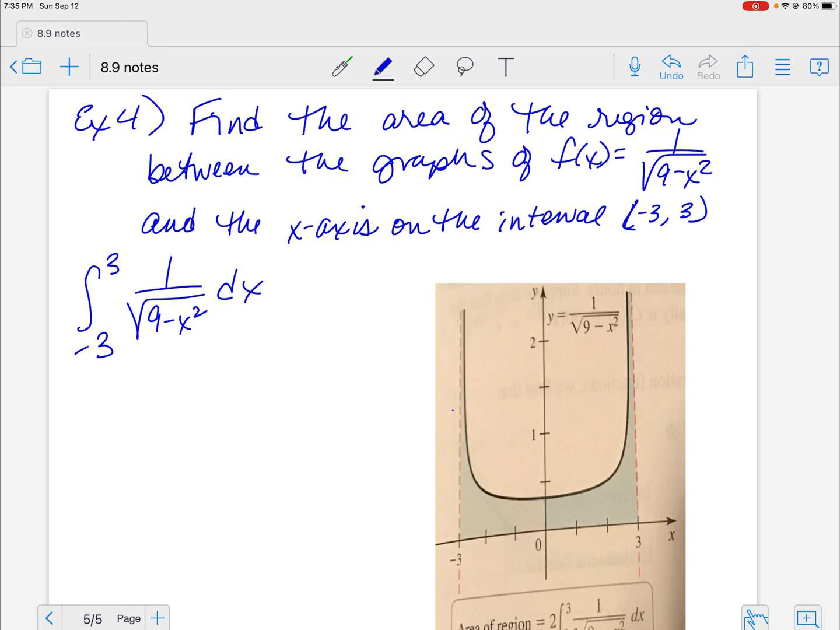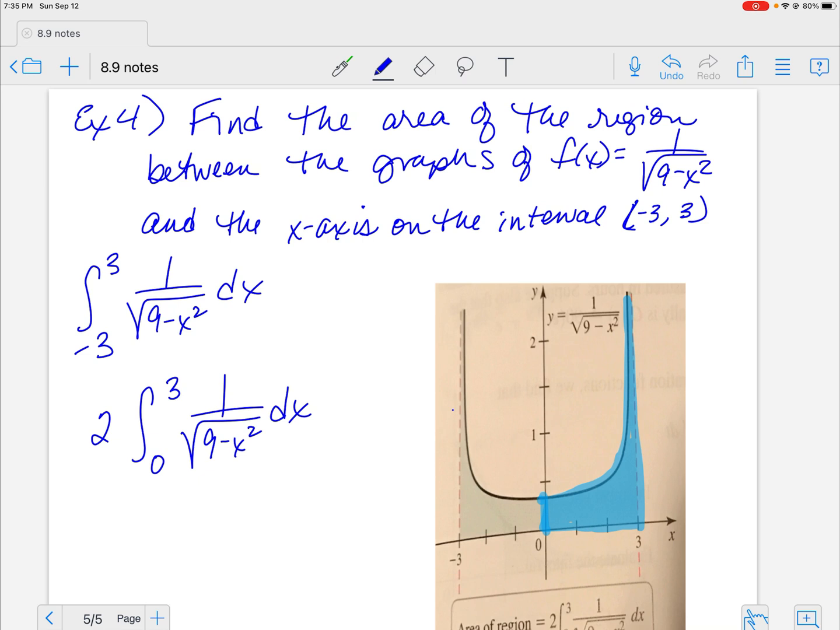However, you have an issue at both of those places. Now look at the graph here for just a second. It's the same, right? It's symmetric. So if I'm looking at this side of my graph, that is the exact same as the other side. So we're going to get smart on this. We are actually going to integrate 2 times from 0 to 3 of 1 over the square root of 9 minus x squared dx.